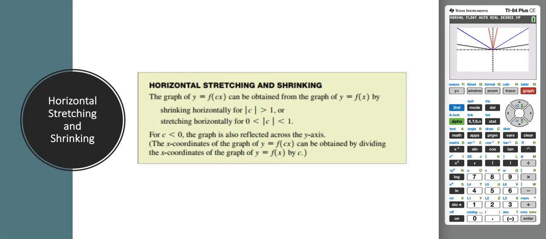So for horizontal stretching and shrinking, it's all about the numbers being on the inside. If the number on the inside is a number bigger than 1, then it's going to shrink horizontally. And if it's a fraction, it's going to stretch horizontally.